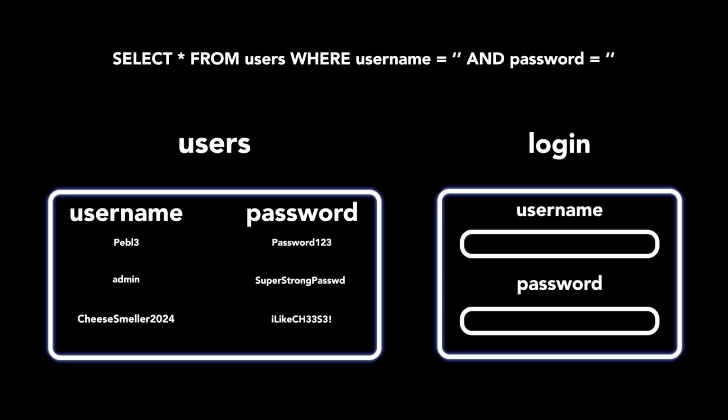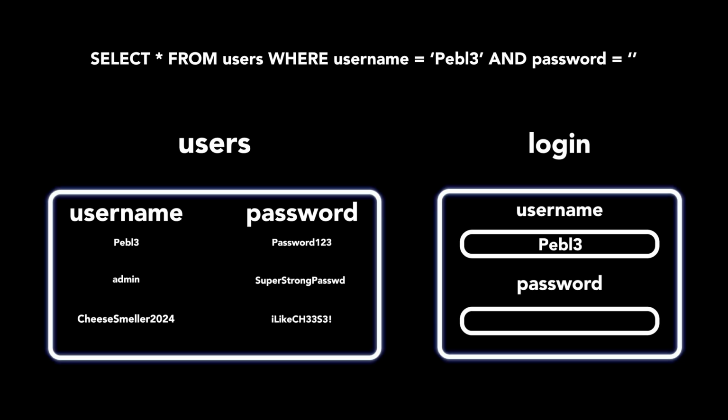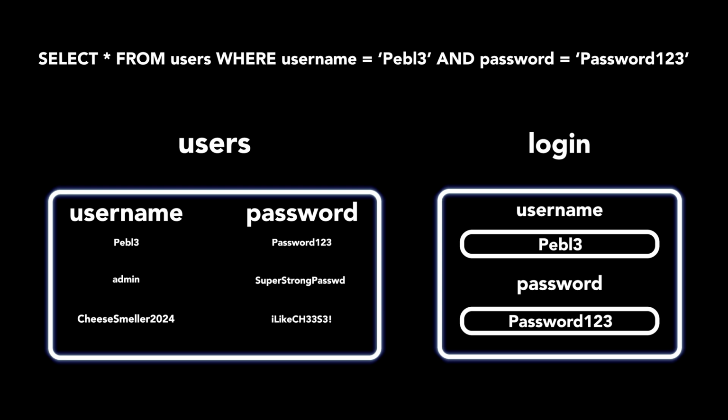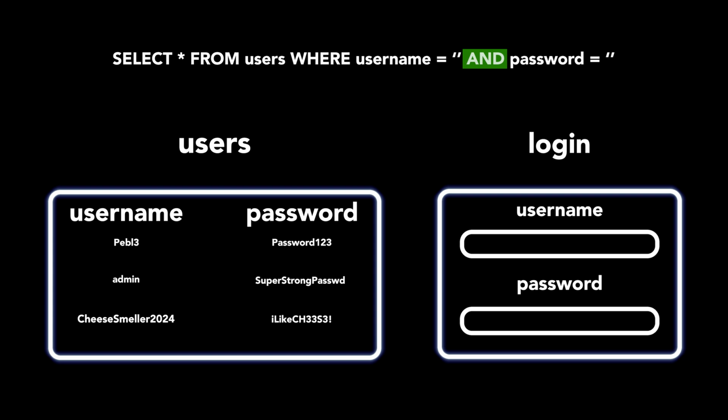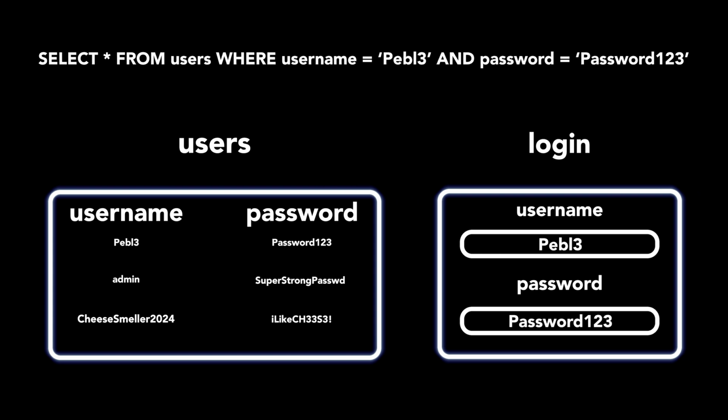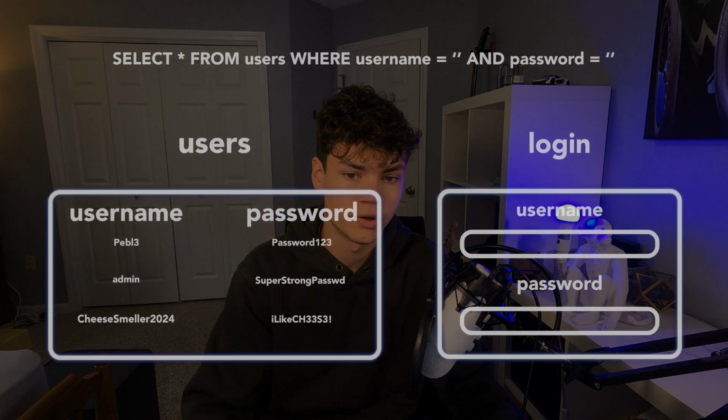Now if we enter valid credentials such as pebble, that's our username, and password 123 as our password, this would log us in as pebble. If I logged in using password 321 instead, it would not authenticate because our password doesn't match. Because of the AND operator, both our username and our password need to match what's in the database. Let's think outside the box on how we can inject code into the SQL query.